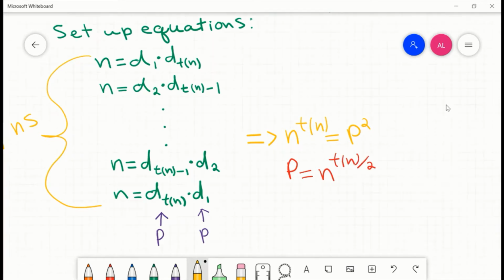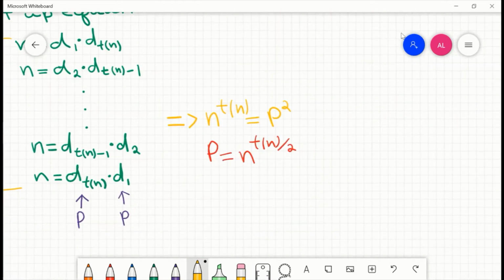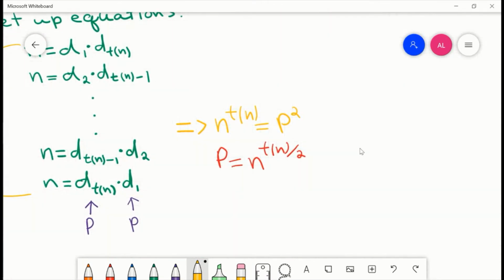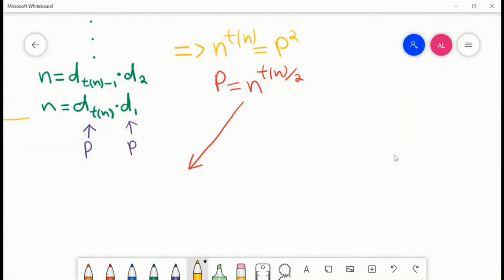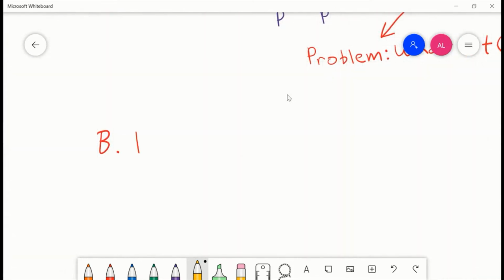And that is the formula for the product of the divisors, which we can't really set equal to 8,000 yet because we don't know what t of n is. So that's a really big problem, but we're going to solve it. No, we're not going to give up here. We're not going to resort to the guess and check method. And I'm pretty sure that you know what we're doing now. We are going to find a formula for t of n.